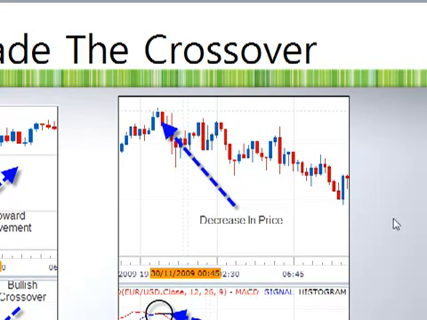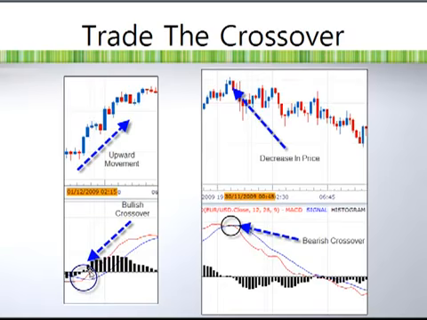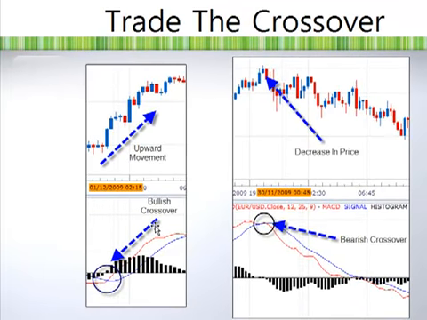I understand that readers of my blog are telling me that their MACD indicator in the MT4 does not have two lines. They basically have only one line, the MACD line. So how can they tell the crossover?